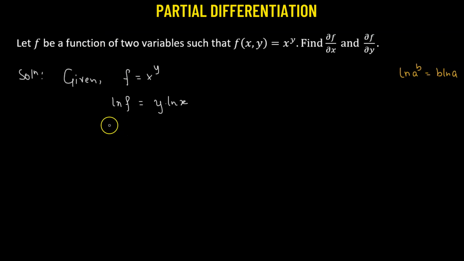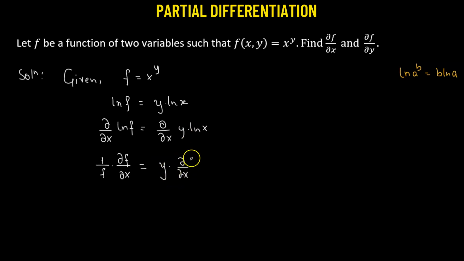Now we'll take the partial derivative on both sides with respect to x. So we have partial with respect to x of log of f equals partial with respect to x of y times log of x. We know the derivative of the logarithmic function is going to be 1 over f, but then again, we'll also have to multiply it by the partial derivative of f with respect to x by using the chain rule. So this will be equal to, here y is a constant, so we have y multiplied by partial with respect to x of log of x, which will be simply y over x. So we have 1 over f times partial of f with respect to x given by y over x.